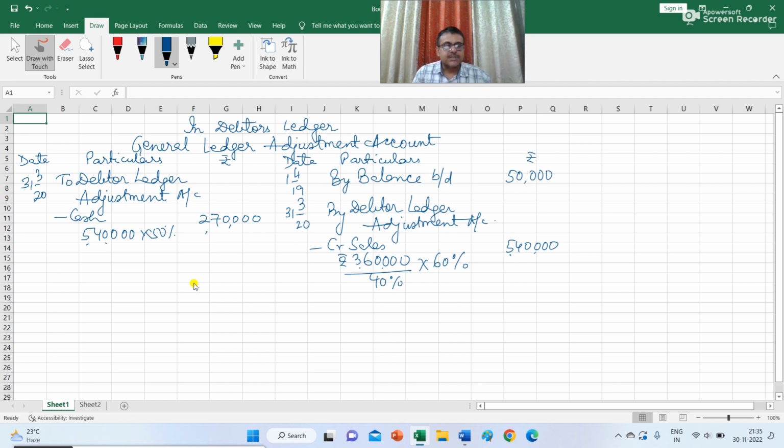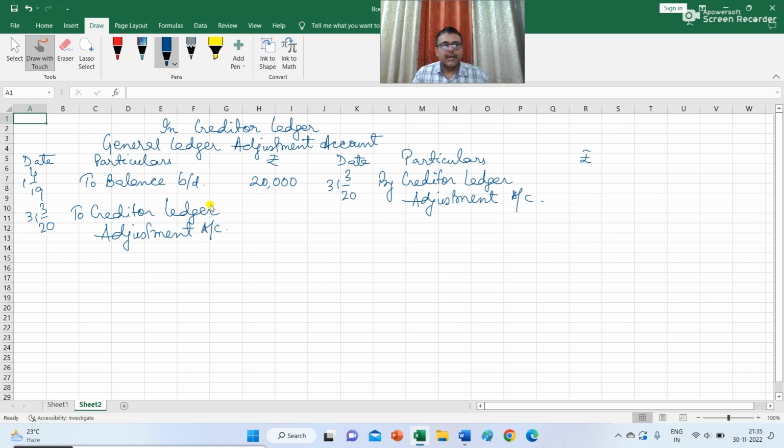Next is bills receivable drawn, rupees 30,000. So your journal entry is general ledger adjustment account debit 30,000 to debtor ledger adjustment 30,000. So this is the amount for bills receivable, and the amount is 30,000. So your journal entry is general ledger adjustment account debit to debtor ledger adjustment account for acceptance of BR of 30,000.